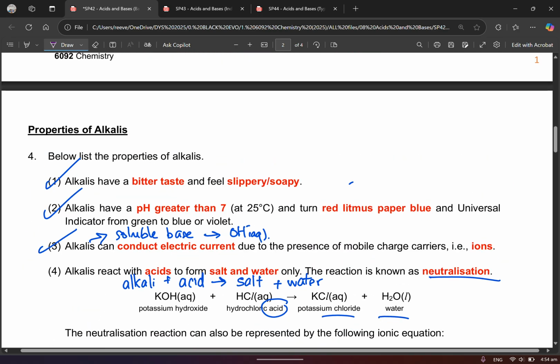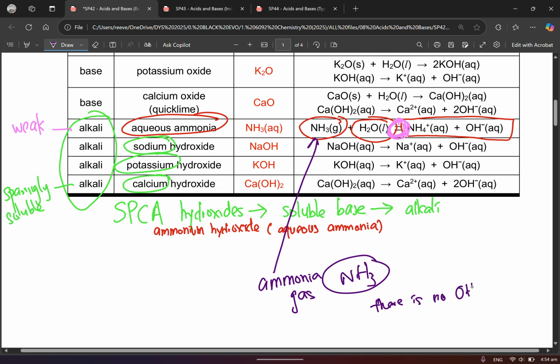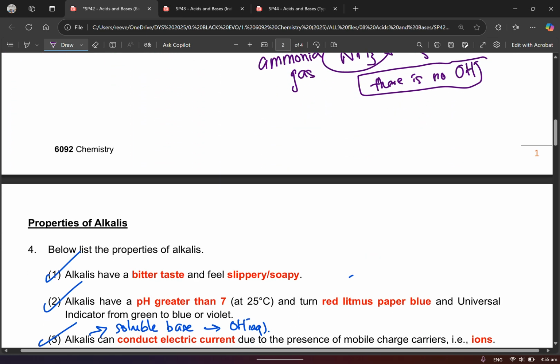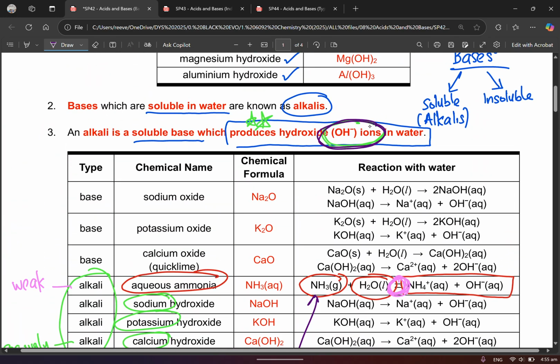So let me run back to the equation just now. See, this is the equation. This is my ammonia gas. If you look at the formula, it's NH3. NH3 means to say there is no OH minus ions. So you don't find any OH minus ions inside. There's no O, it's NH3. There's no oxygen. So when there's no OH minus ion, you will not produce any OH minus ion.